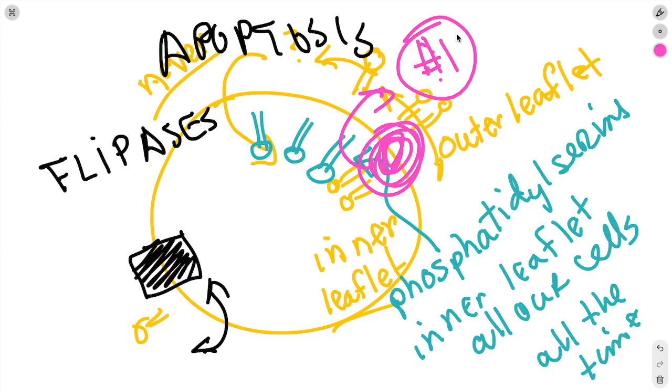That is the attraction. That is the target. That's how the phagocytic cell knows that the cell is dying. Yep. So would it also be detected by hydrophobic and hydrophilic?